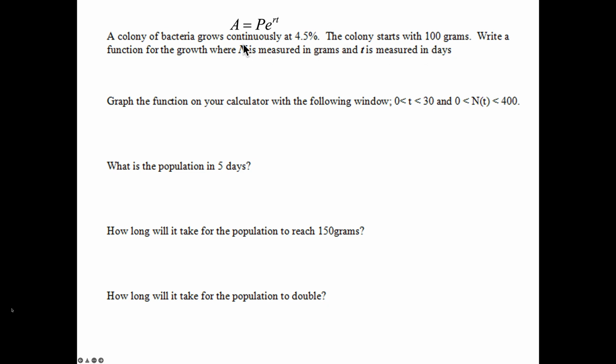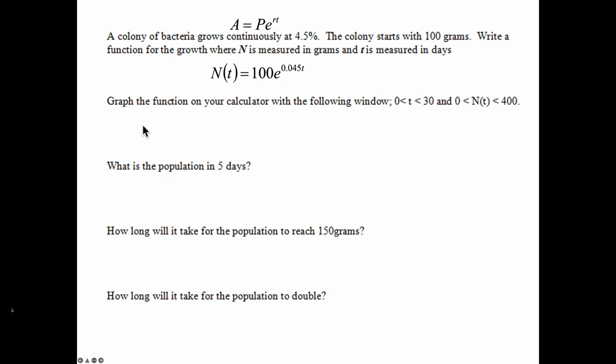Okay, so N, that's going to be replacing the A. N of t equals N sub 0 times e to the rt power. But we know what r is. It's 0.045. Just bump the decimal point 2 places to the left. And we know what our starting value at time 0 is, 100 grams. So there's my function.